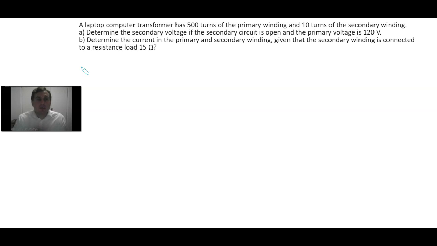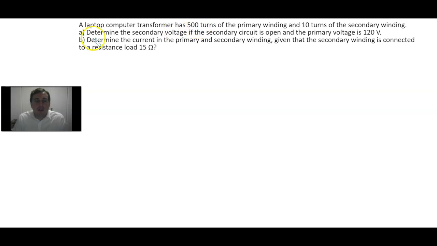So it says a laptop computer transformer has 500 turns of the primary winding and then 10 turns of the secondary winding. A. Determine the secondary voltage if the secondary circuit is open and the primary voltage is 120 volts. B. Determine the current in the primary and the secondary winding given the secondary winding is connected to a resistance load of 15 ohms. Alright, so let's go ahead and write down our knowns.